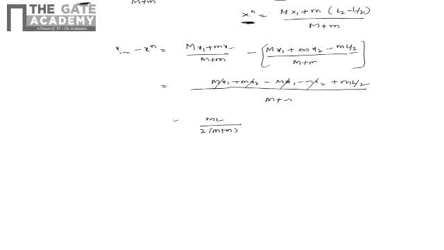So the option for this is D. This is how the CG of this entire system lowers down when the ice melts and the water just gathers. So the answer for this is D. Thank you.